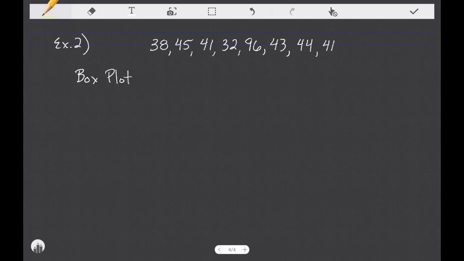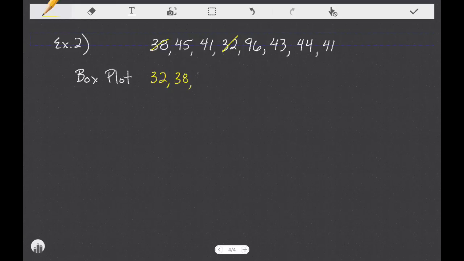put these in order. When we're doing a box plot, we are finding the median, and that means finding the middle. We cannot do that unless these are in order, so we're going to go ahead and rewrite these in order. So we're going to do 32. I'm just going to cross it off as we do it. Next highest one would be 38. And cross that guy off there.